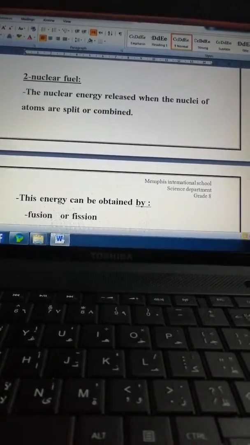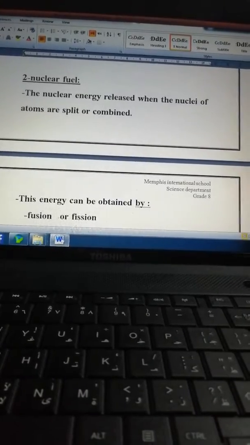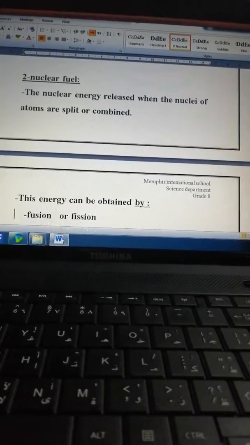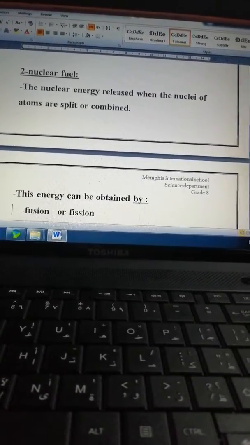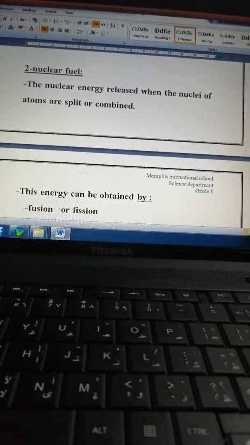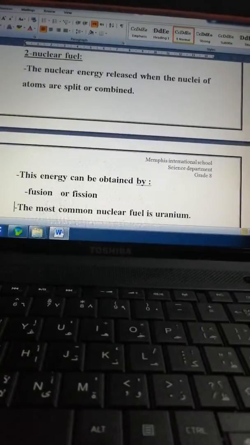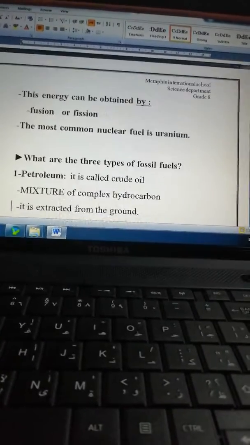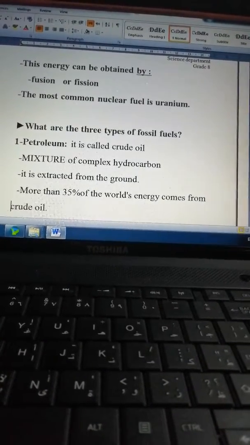Number 2, nuclear fuel. What's meant by nuclear fuel? It is the nuclear energy released when the nuclei of atoms are split or combined. And the most common nuclear fuel is uranium.